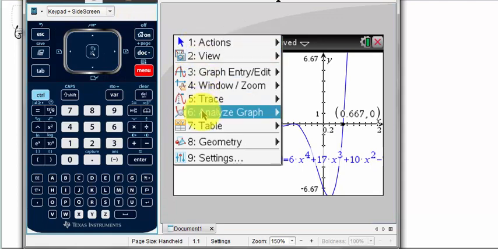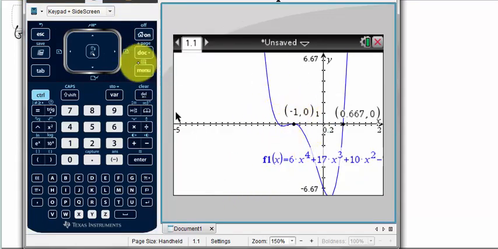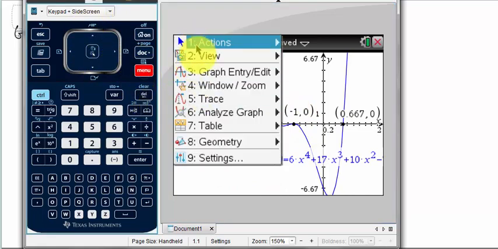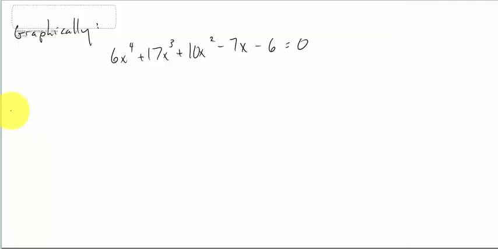Let's find the others. Boom, boom. And then one more. Oh, but there's only 3. I'm expecting 4 roots here, aren't I? Well, what do we get from the graph? Well, we got x equals -1, x equals -3/2, -1.5, and we got x equals 2/3.